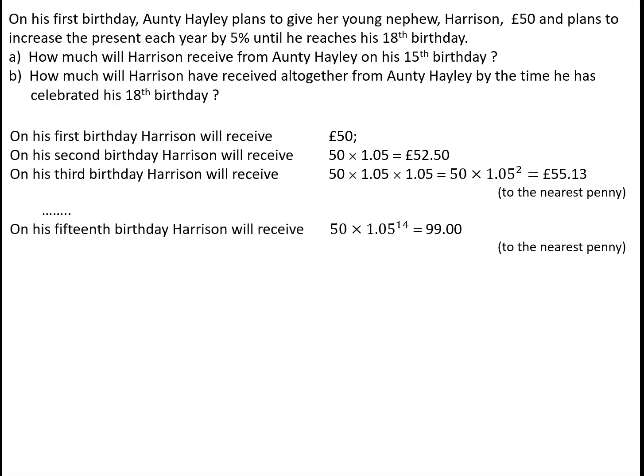On his 15th birthday, the initial amount of £50 will have been multiplied by 1.05 14 times. So he will receive 50 times 1.05 to the power 14, which gives us £99 to the nearest penny.